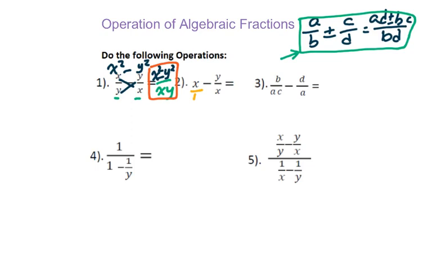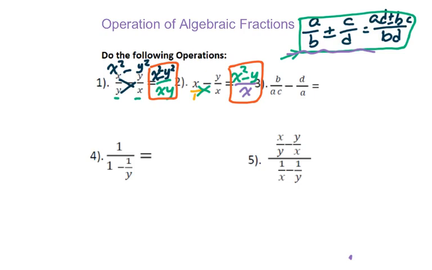For number 2, if it's not a fraction, I put over 1. Then check denominator is different. That's why I can use this formula. 1 times x, that's x. We cross multiply. You get x squared. This 2 multiply, that's minus y. This will be the solution.